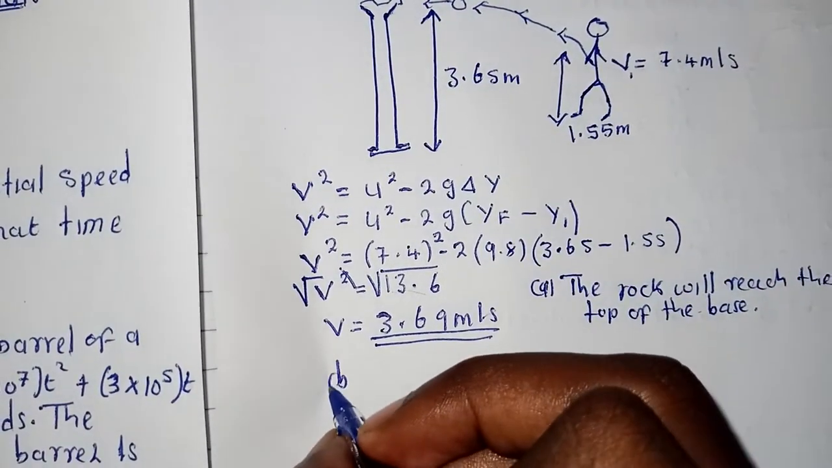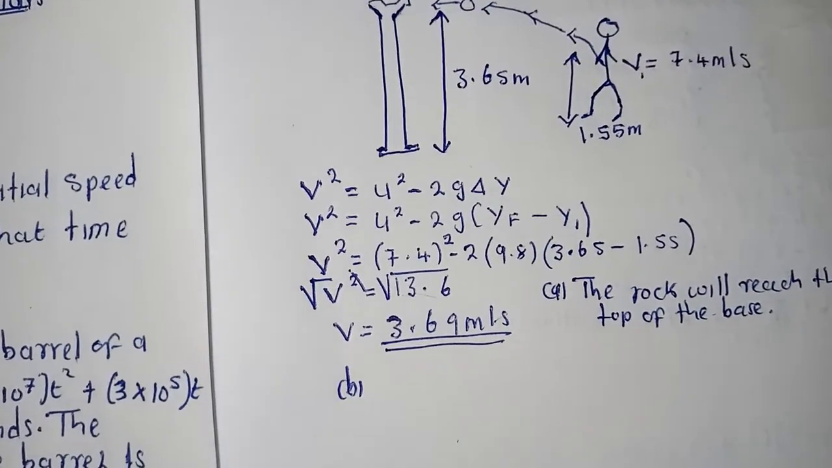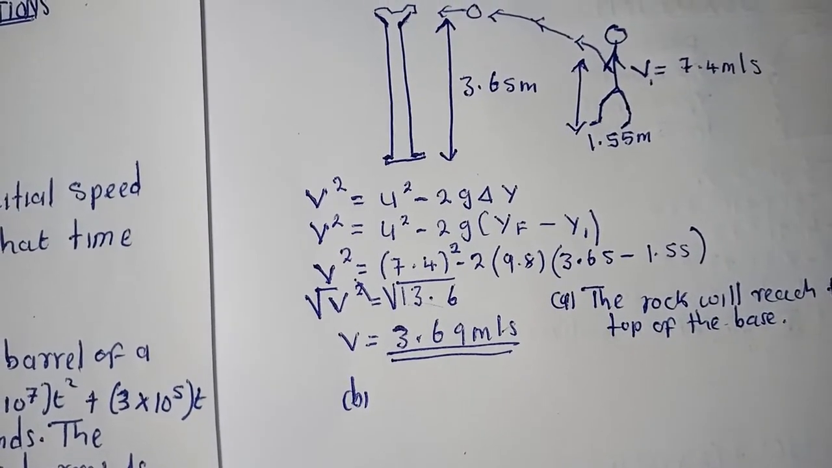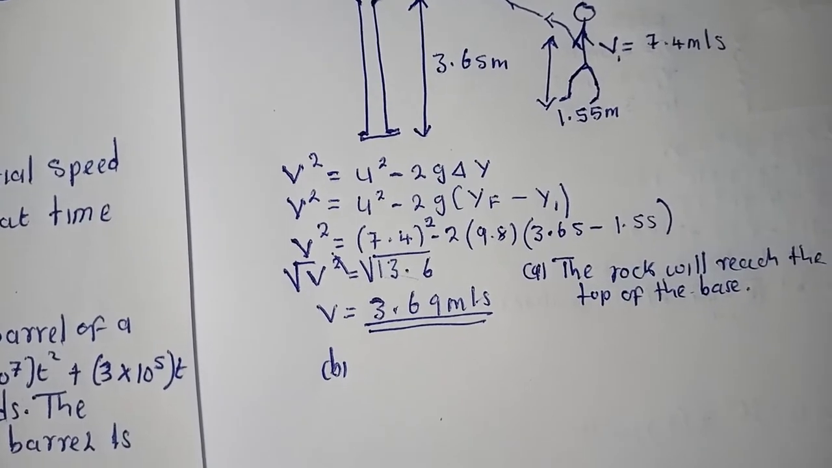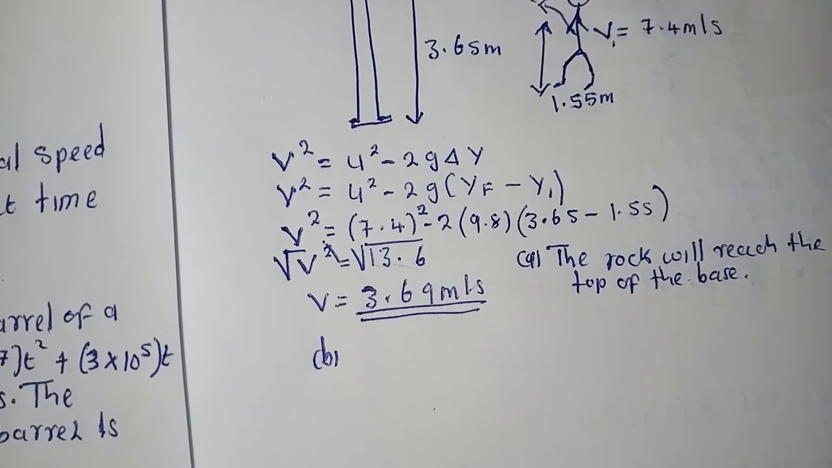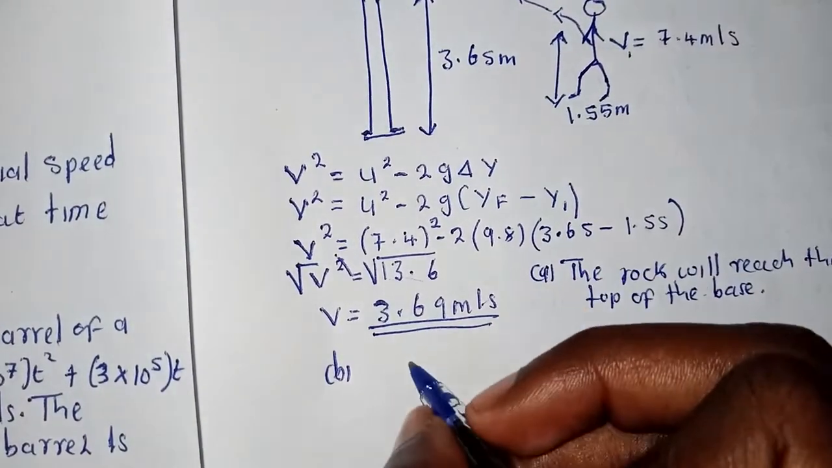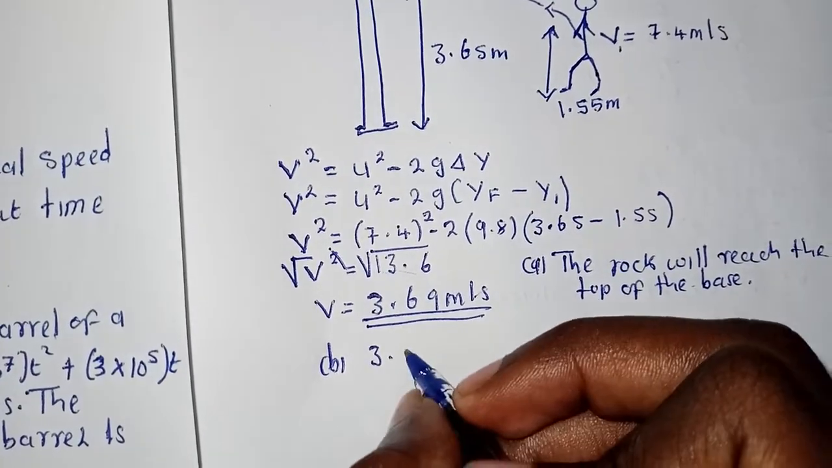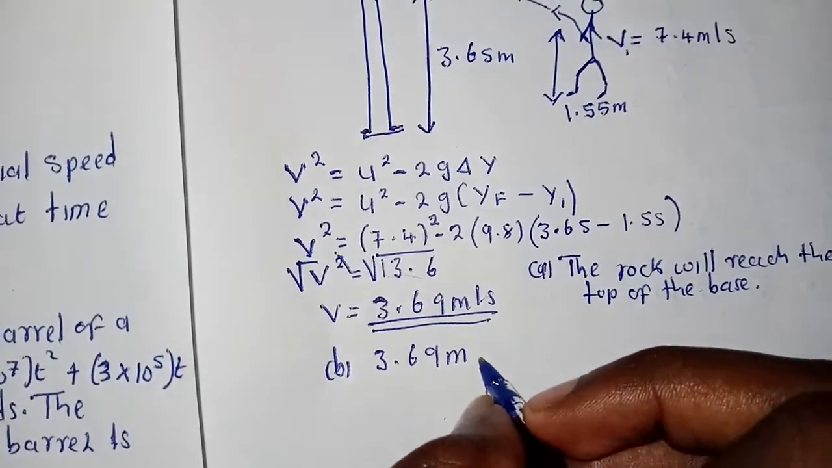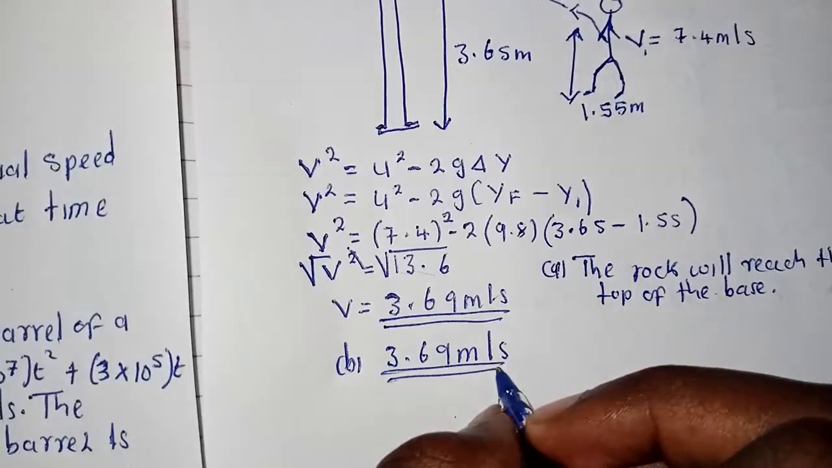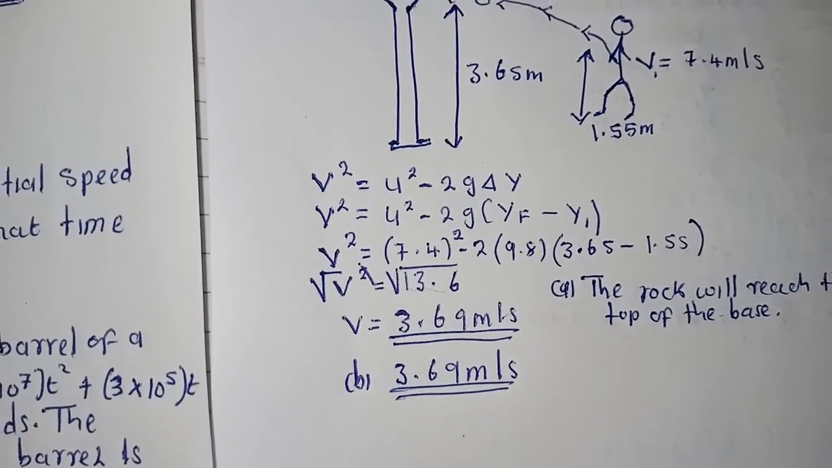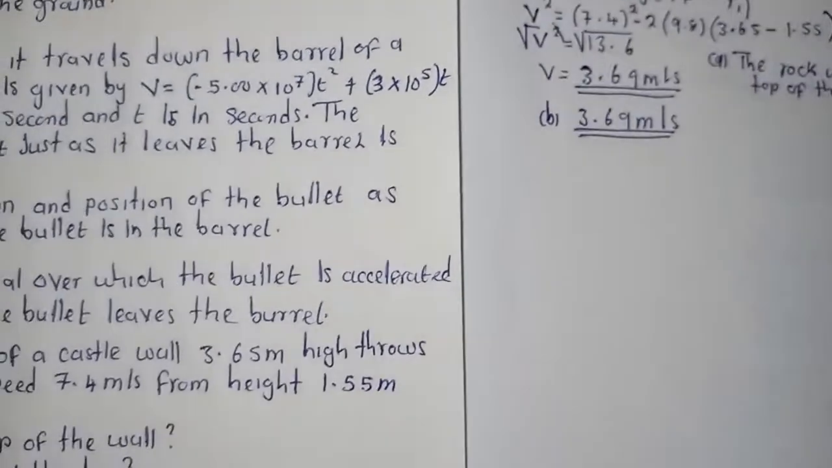Then B, what are they saying? They're saying, if so, what is its speed at the top? So when it reaches the top, what is its speed? Of course, we've calculated it, it's just here, 3.69 meters per second. Okay, let's get to some other question.